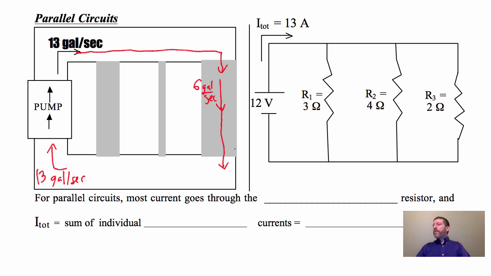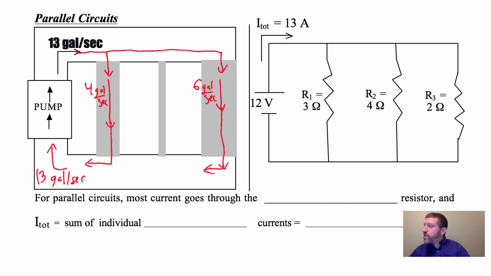Now, what's the current going to be through these other ones? Well, now this one's a narrower pipe. So is there going to be more or less going through here? Well, as we discussed before, there's probably going to be less. And I'm just going to make up a number here. Let's just say that 4 gallons per second go through that one. 4 gallons per second going through there.